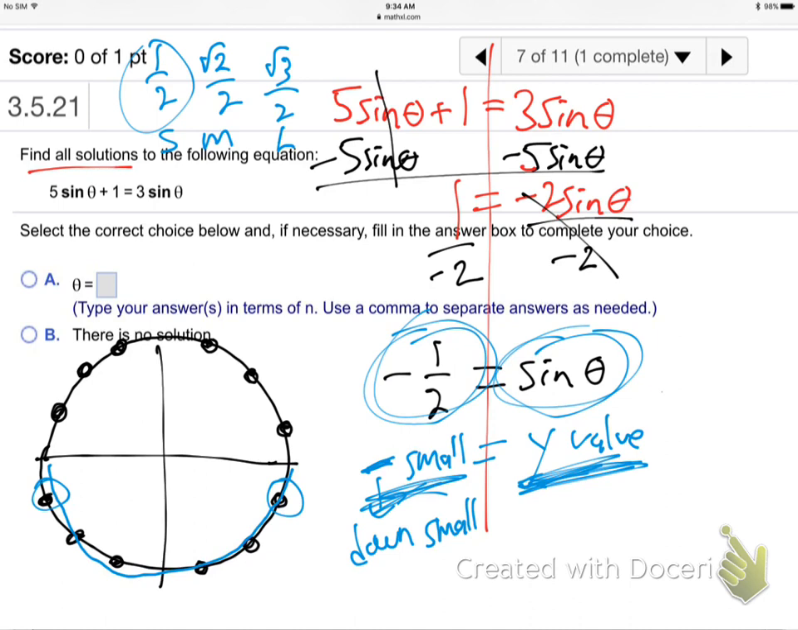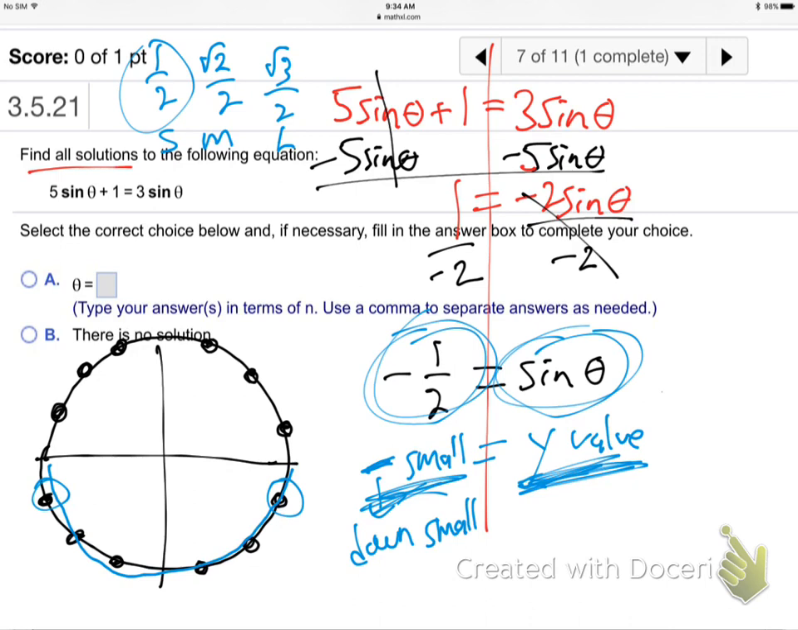You do need to be able to do this like this. Even if I gave you a calculator, even if these were on the calculator part, the calculator will not give you both those answers. It only gives you one answer. When you hit sine inverse, it only gives you one answer. So you need to be able to do this.